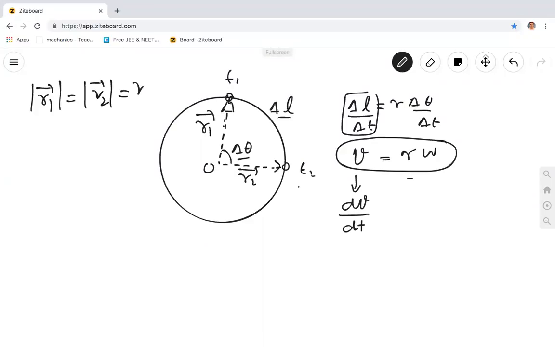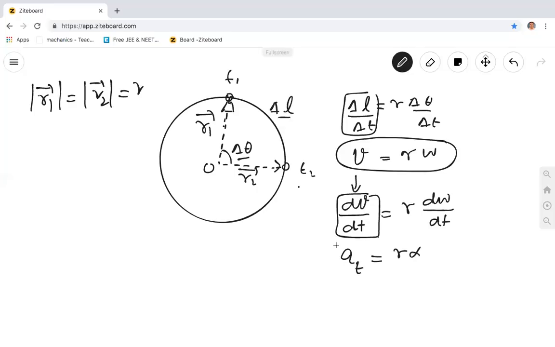And R is the same constant. It is d omega by dt. This dV by dt is what? Acceleration? No, it is not acceleration. It is tangential acceleration because it is the rate of change of speed. You must always know that rate of change of velocity is acceleration, and rate of change of tangential velocity, or the speed, is tangential acceleration. That is R alpha.